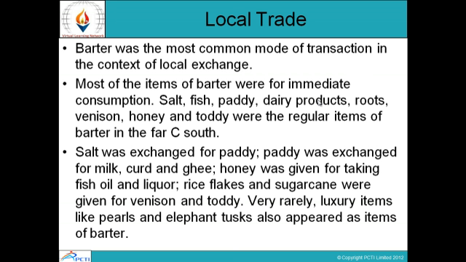Salt was exchanged for paddy. Paddy was exchanged for milk, curd and ghee. Honey was given for taking fish oil and liquor. Rice flakes and sugarcane were given for venison and toddy. Very rarely, luxury items like pearls and elephant tusks also appeared as items of barter. But mostly these were the items: milk, paddy, honey, fish oil and liquor.